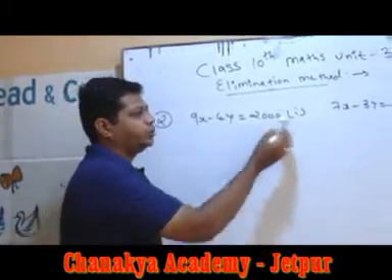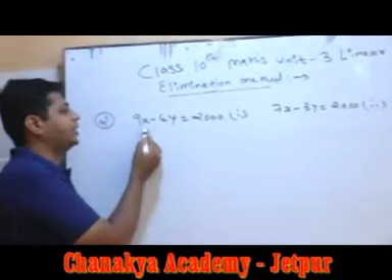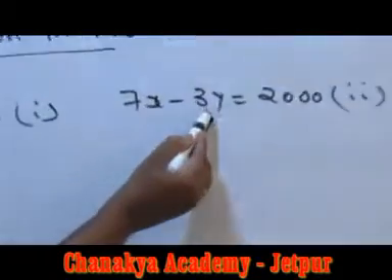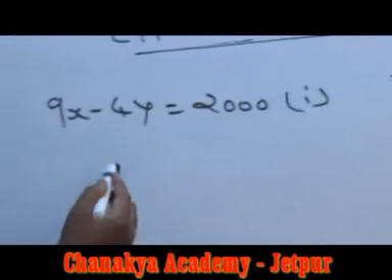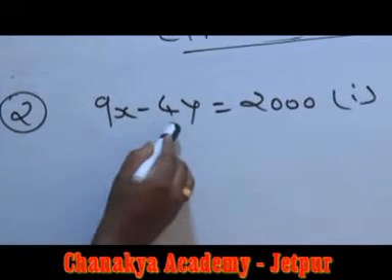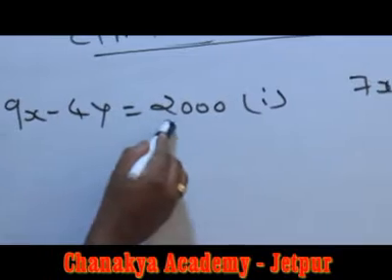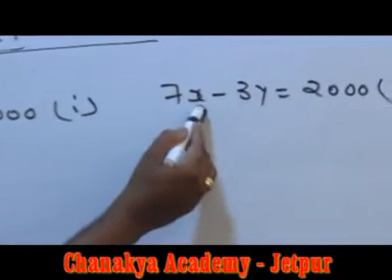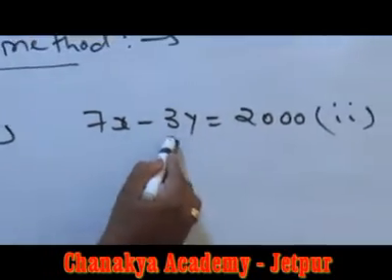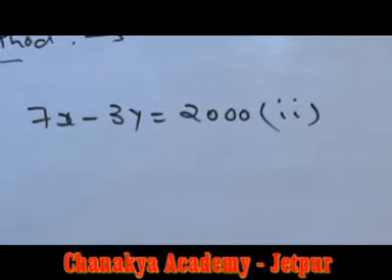Okay, here are two equations. Equation number 1, 9x minus 4y equal to 2000. Second equation is 7x minus 3y equal to 2000. In equation number 1, coefficient of x is 9, coefficient of y is minus 4, 2000 is constant. In equation number 2, 7 is coefficient of x, minus 3 is coefficient of y, 2000 is constant.